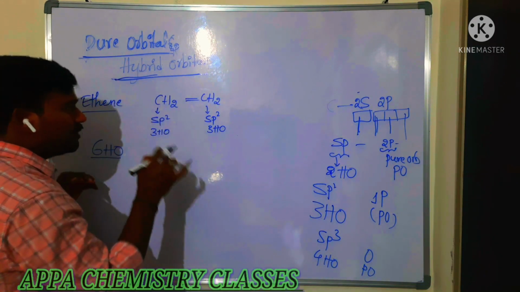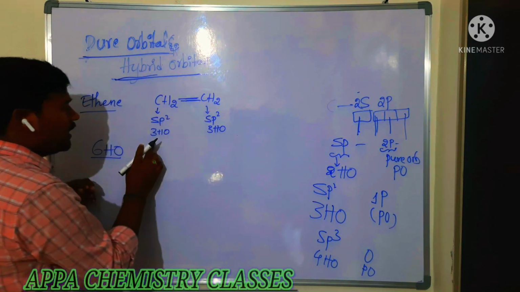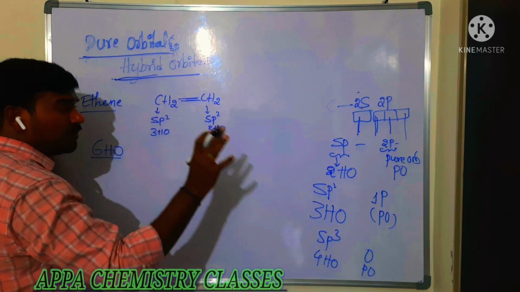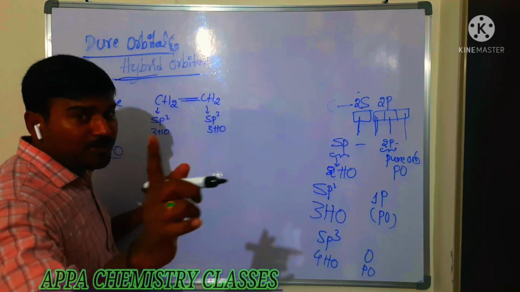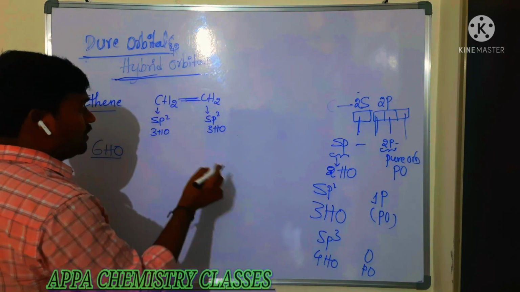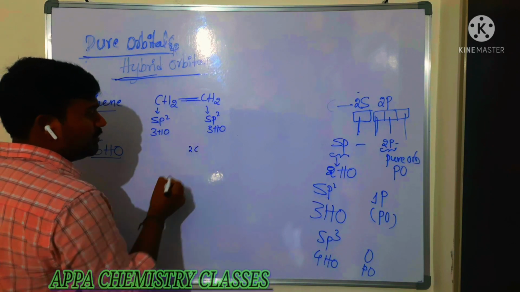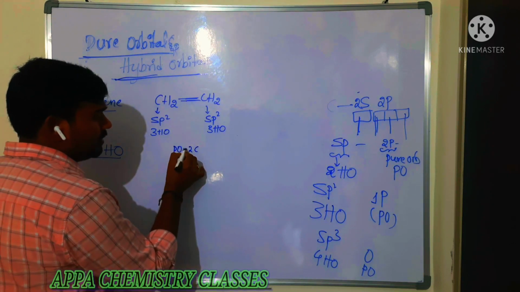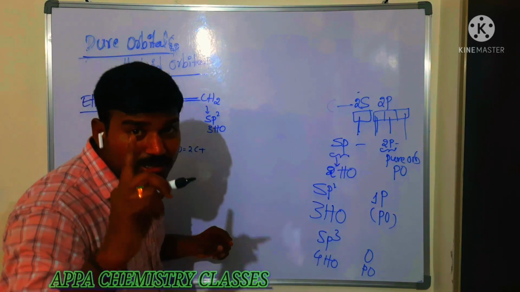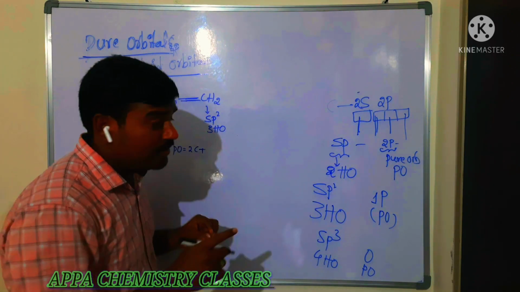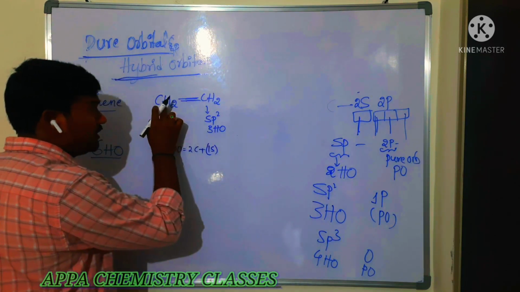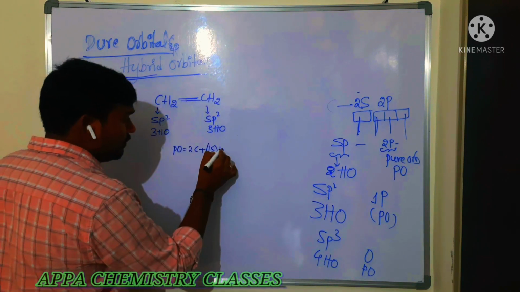Now coming to pure orbitals. This carbon has 3 orbitals involved: 1 s orbital and 2 p orbitals are involved in hybridization. 1 p orbital is left over in this carbon. Here also 1 p orbital. So total pure orbitals from the carbon atoms will be 2. And hydrogen: each hydrogen has a 1s valence electron, that is, the 1s orbital of each hydrogen. How many hydrogens are there? Here 2, here 2. Total 4.